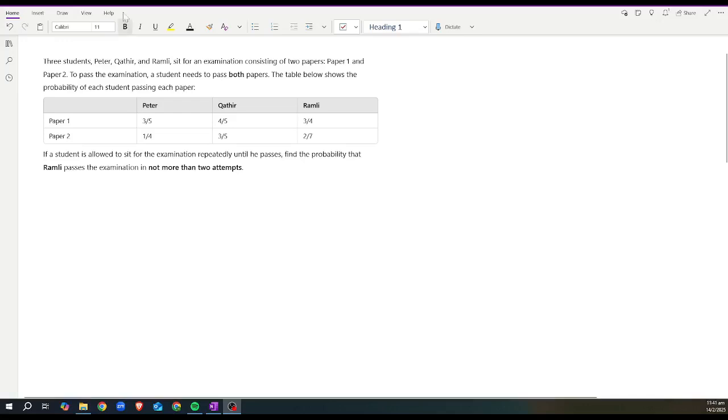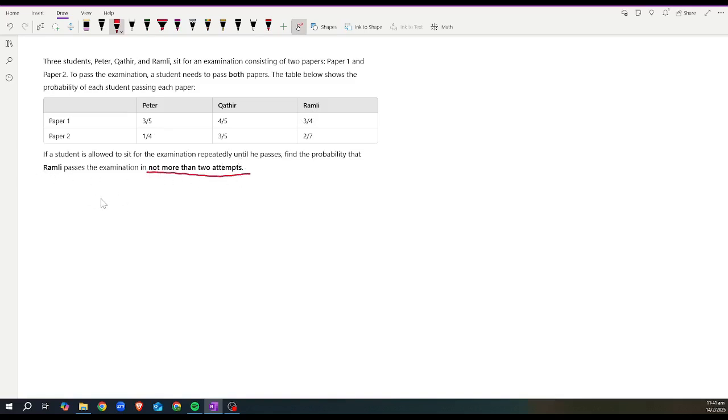This question is under the topic of probability. So for this question, you're given that three students sit for an exam, paper one and paper two, and in order to pass the exam, they need to pass both papers. So the information you're given is the probability that each student passes each paper. You're asked to find the probability that Ramli passes the exam in not more than 2 attempts.